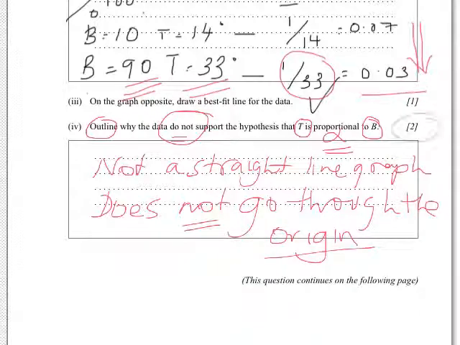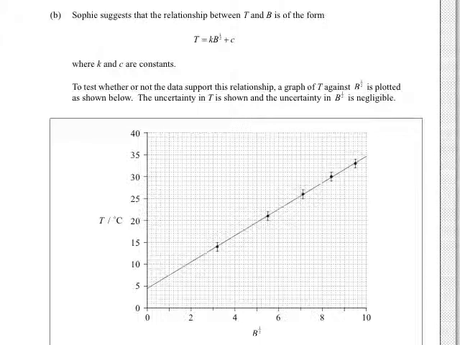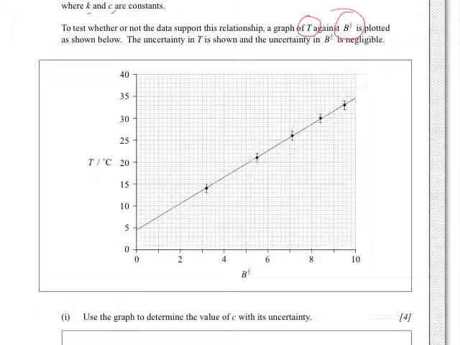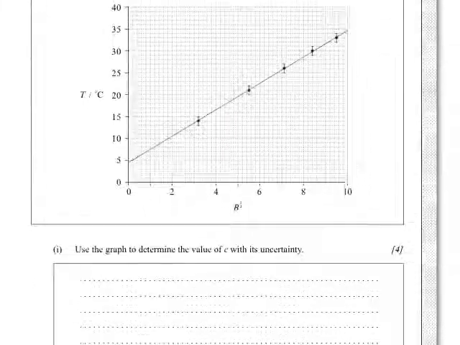And that's 2 marks. The question continues with a further hypothesis. Sophie this time suggests that T equals K, B to the power of a half plus C, where K and C are constants. To test whether or not the data supports this relationship, a graph of T against B to the power of a half is plotted as shown below. The uncertainty in T is shown and the uncertainty in B to the half is negligible, as before. So, use the graph to determine the value of C with its uncertainty.